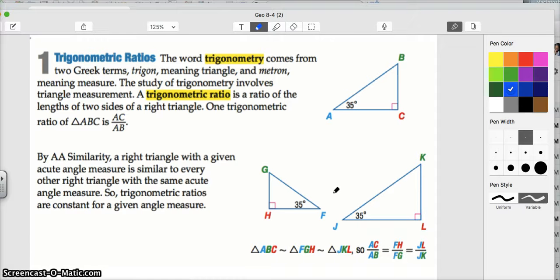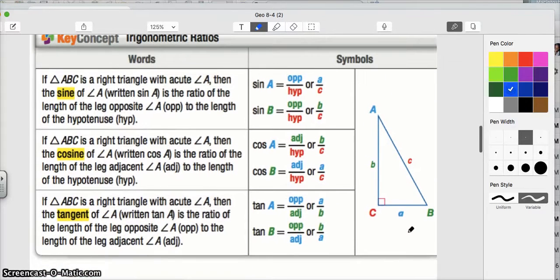However, the cool thing here is that by these triangles being similar, we also have equivalence when we look at segment AC to AB, and segment FH to FG, and segment JL to JK. And because all of these ratios are equal, we can name each of these ratios, as we've done with sine, cosine, tangent. We can name these ratios particular things. So this next graphic is really helpful in trying to think about what these ratios refer to.